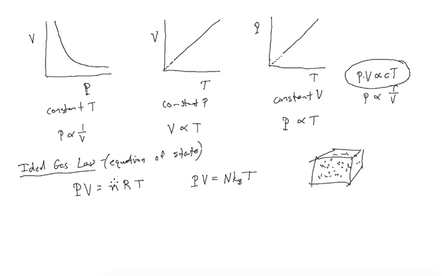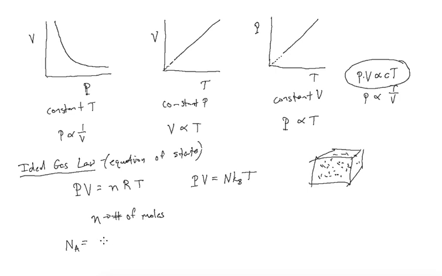Well, this n here is the number of moles of a substance. A mole, which I'm sure you've probably learned in another class, is every time you have what's called Avogadro's number.